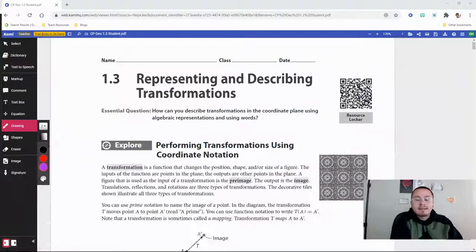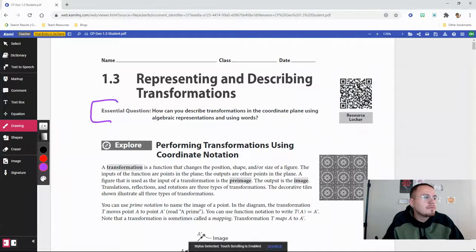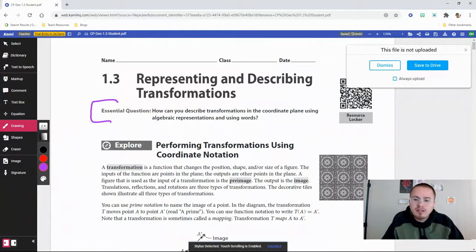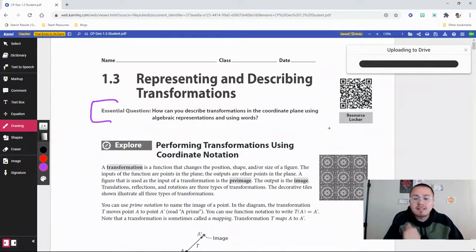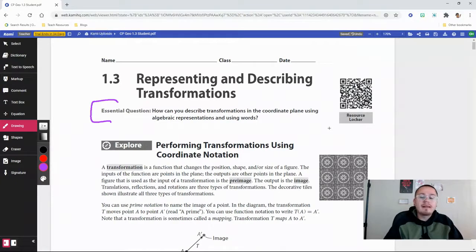All right, guys, so here's what we're looking at. You're in your book, lesson 1.3. The essential question. We know that it's essential to know this. So this is like the big idea. How can you describe transformations in the coordinate plane using algebraic representations and using words? So by the end of this, that's the question you're going to be able to answer.